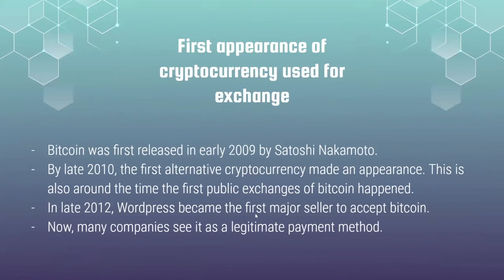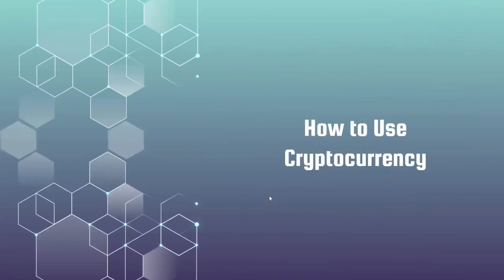For the first appearance of cryptocurrency used for exchange, Bitcoin was first released in early 2009 by Satoshi Nakamoto. By late 2010, the first alternative cryptocurrency made an appearance. This is also around the time the first public exchanges of Bitcoin happened. In late 2012, WordPress became the first major seller to accept Bitcoin. Now, many companies see it as a legitimate payment method.